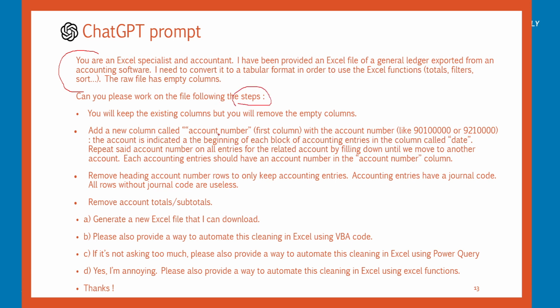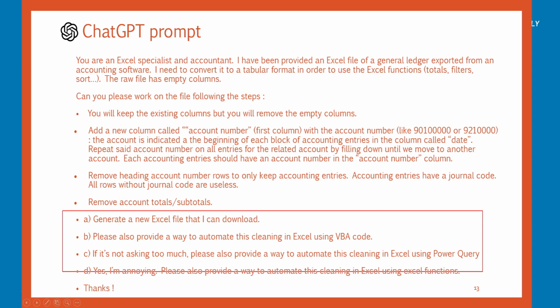The steps will be to keep the existing columns, to add a new column, to remove the account number rows, to remove account totals or subtotals, etc. And at the end, I'm telling it what I want to output. So what I want to output is a new Excel file. So I want it to be directly in an Excel file.